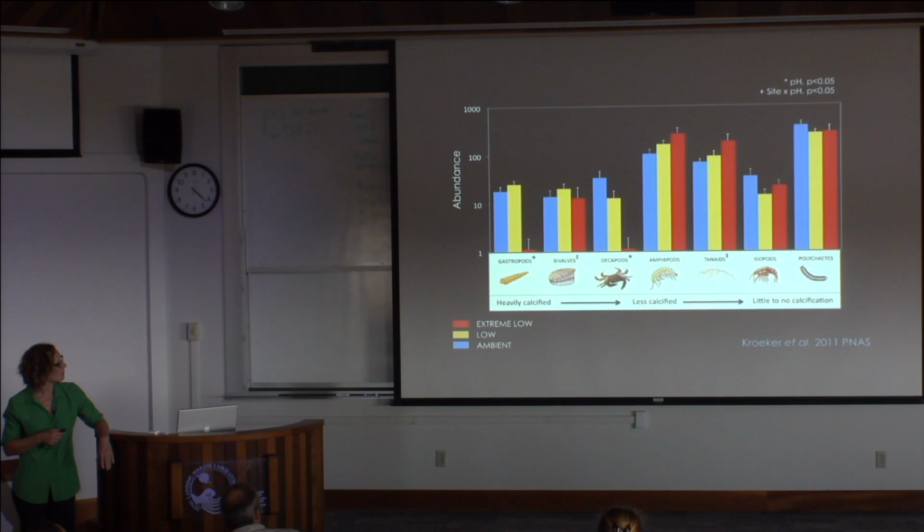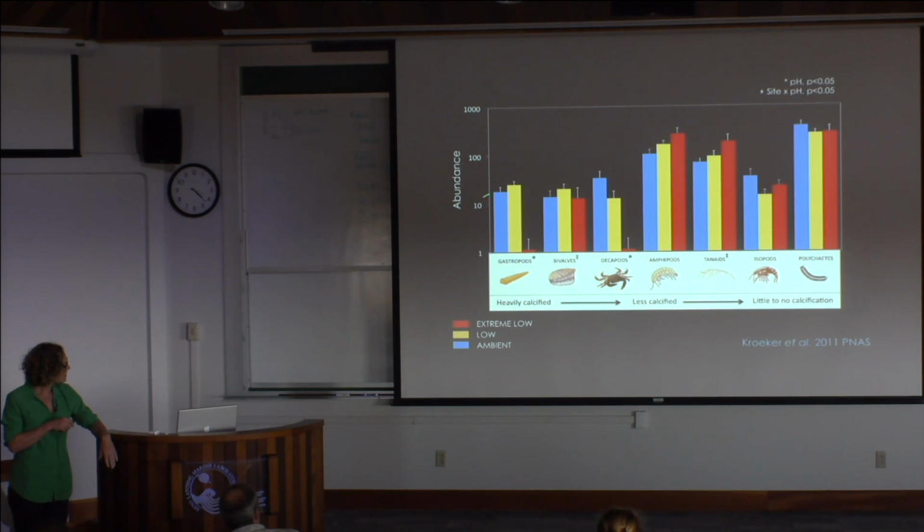There's a lot going on here. One of the first things I'll say is that I'm going to use these same colors throughout the talk. So red, extreme low, bad, we hope we never get there. Yellow, danger, we're moving into acidified water. Blue, that's ambient, that's where we're at right now.